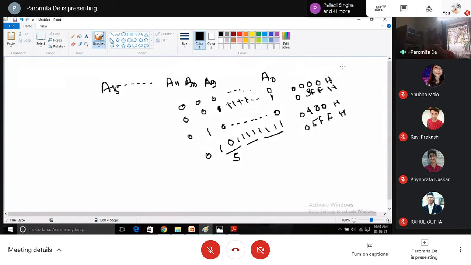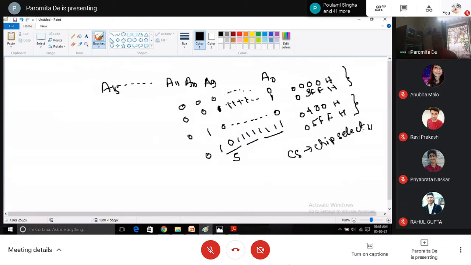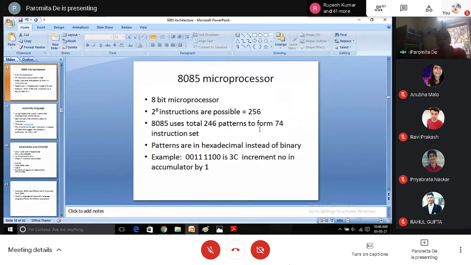So see, your memory range is changing by how you are designing the hardware. So your chip select, that is the CS, will change, right? Which memory chip you are selecting will depend on the design of the hardware. So this is what we wanted to discuss.